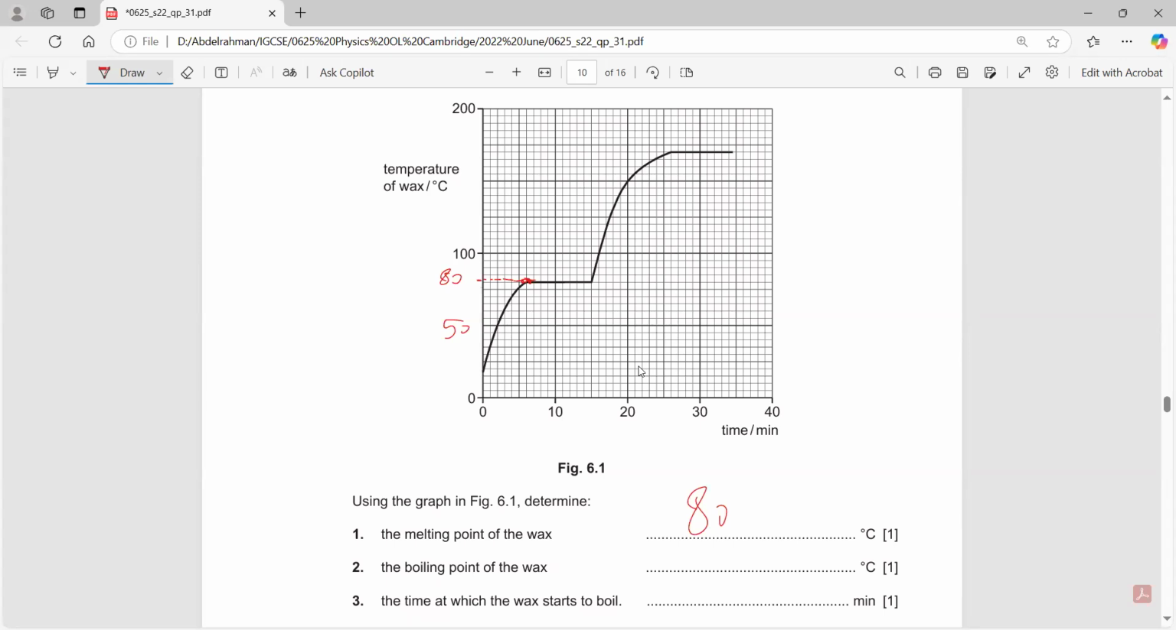The boiling point, it's at this point. Okay, what is this point? Again, this is 150, so this is 175, this is 170. It's 170 exactly. Find the time at which the wax starts to boil. What is this time? So 20, 25, and 26 minutes exactly. 26 minutes.